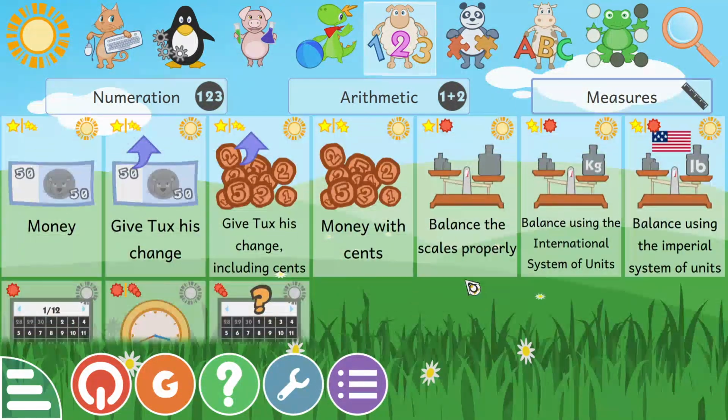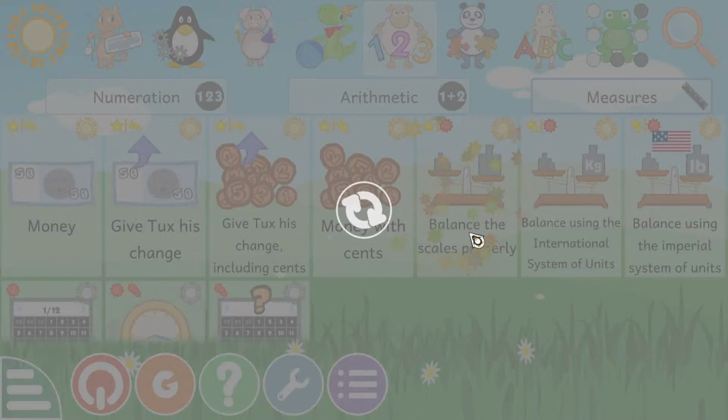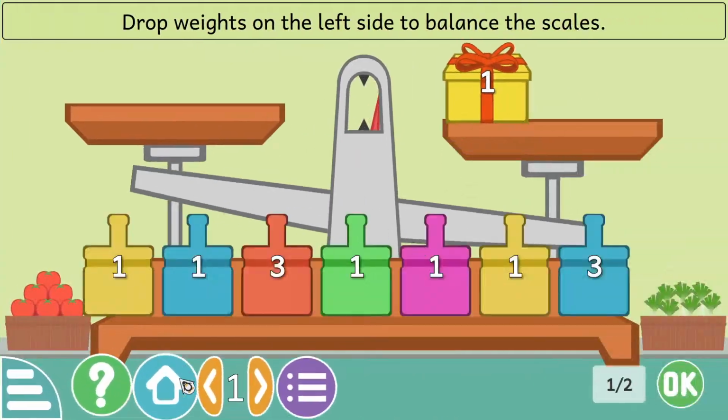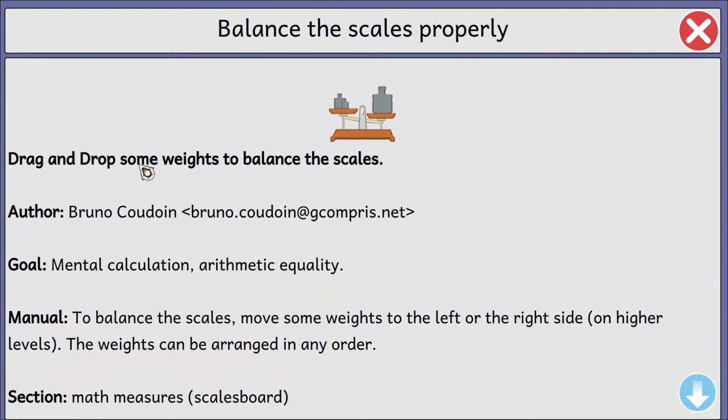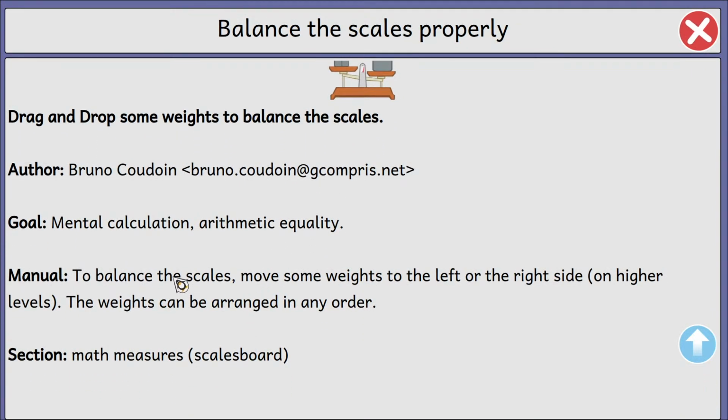I'll kick it up a bit and go into scales. So balancing the scales properly. Sorry, just updating the board to the right. Drag and drop some weights to balance the scales. To balance, move some weights to the left or the right side. And the weights can be arranged in any order. Okay.